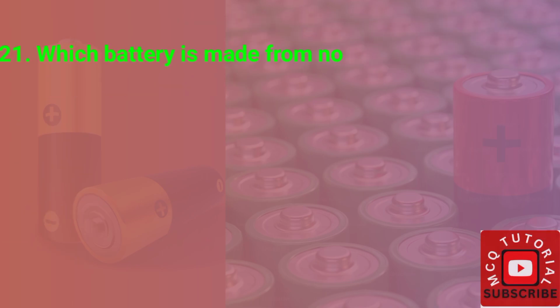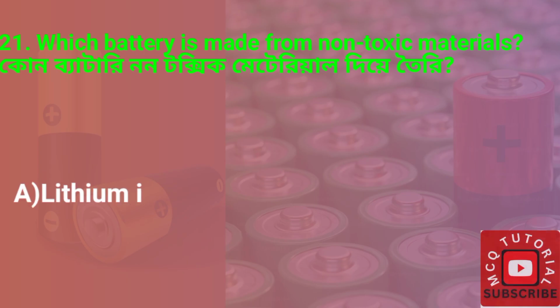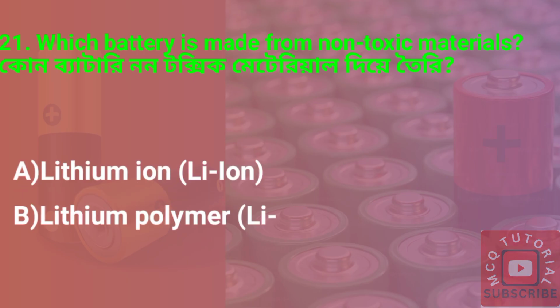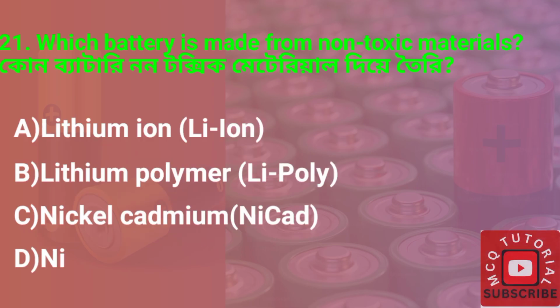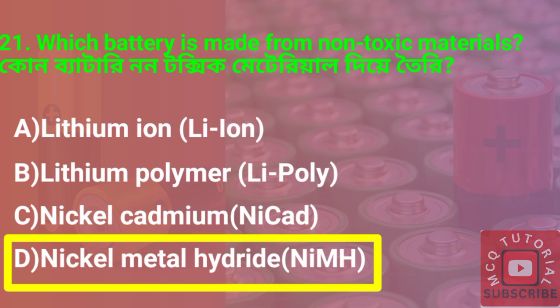Question number 21. Which battery is made from non-toxic materials? Option A lithium ion, option B lithium polymer, option C nickel cadmium, option D nickel metal hydride. উত্তর হবে option D nickel metal hydride.